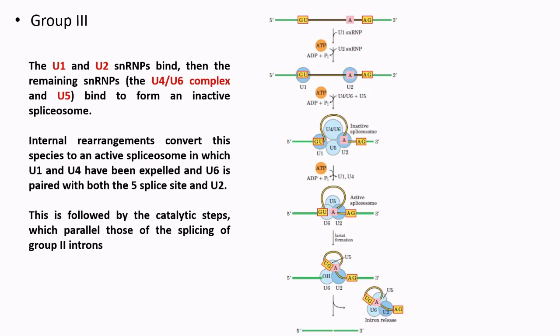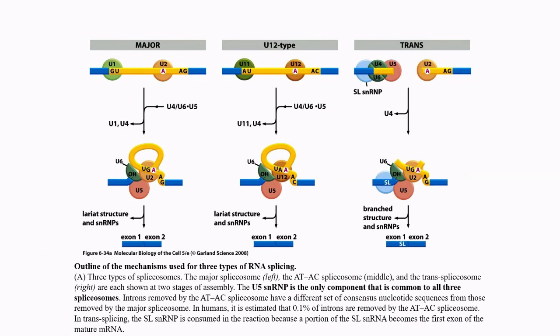In group 2 intron, the hydroxyl group of the intron itself was acting as a nucleophile, but in group 3 intron, an external RNA comes in and plays the role of the nucleophile group and makes an internal arrangement in the intron, and the intron is released in lariat form. So this slide shows the different classes of the group 3 intron.